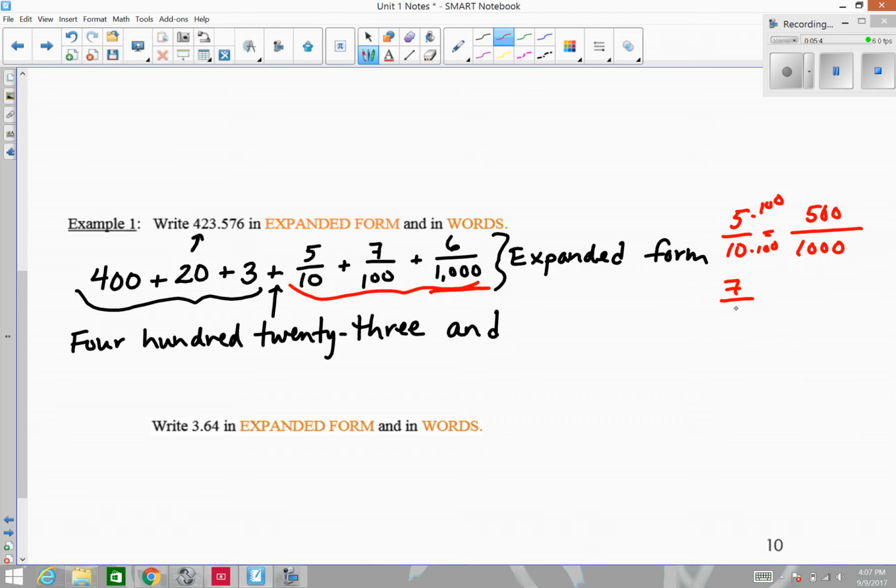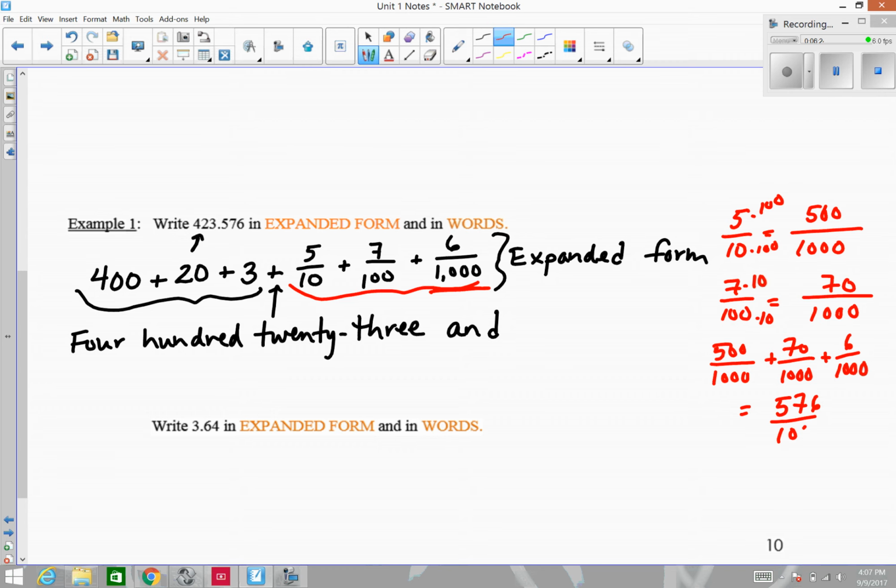To change the 7/100ths to a fraction with a denominator of 1,000, I'm going to need to multiply numerator and denominator by 10. So I will get 70 thousandths. And my 6 thousandths is already in thousandths, so I don't need to convert that. But what I do need to do is add my 500 thousandths to my 70 thousandths to the 6 thousandths. So altogether, we get 576 thousandths, and that's what we want to write here in words.